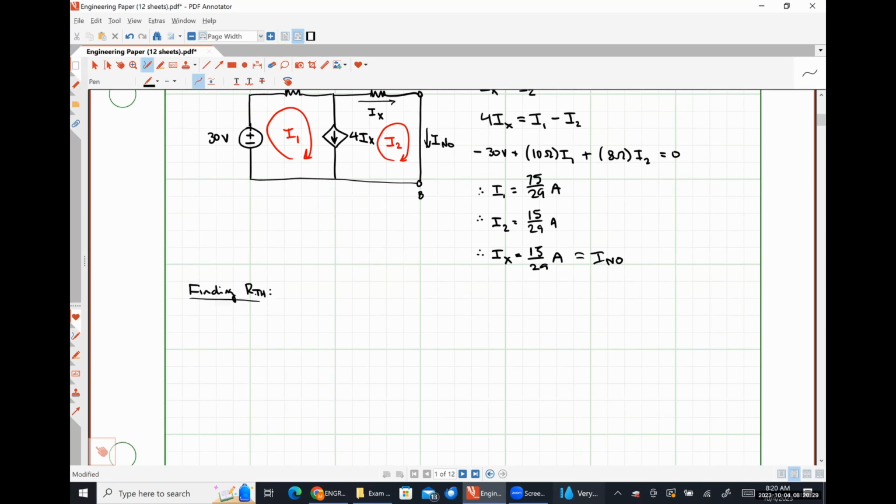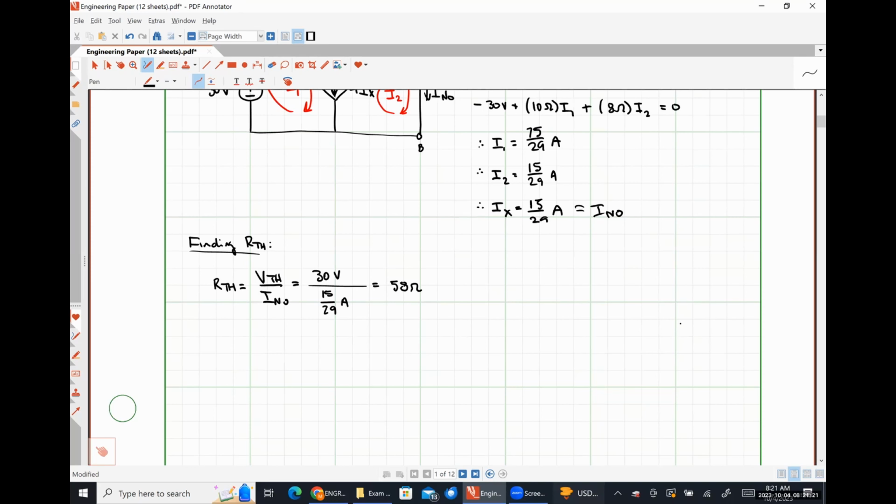So the short answer to that question of can we just use Ohm's law, is yes, right? By definition, the Thevenin resistance will always be the ratio of the Thevenin voltage to the Norton current. So that would be 30 volts divided by 15/29 amps, or 58 ohms.